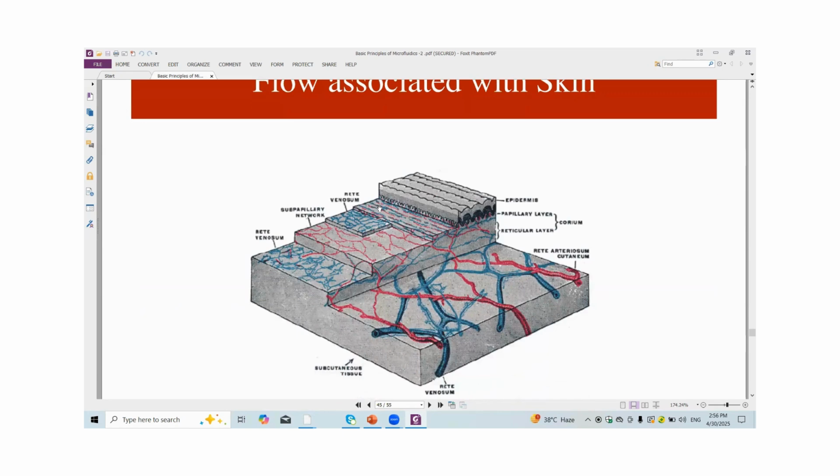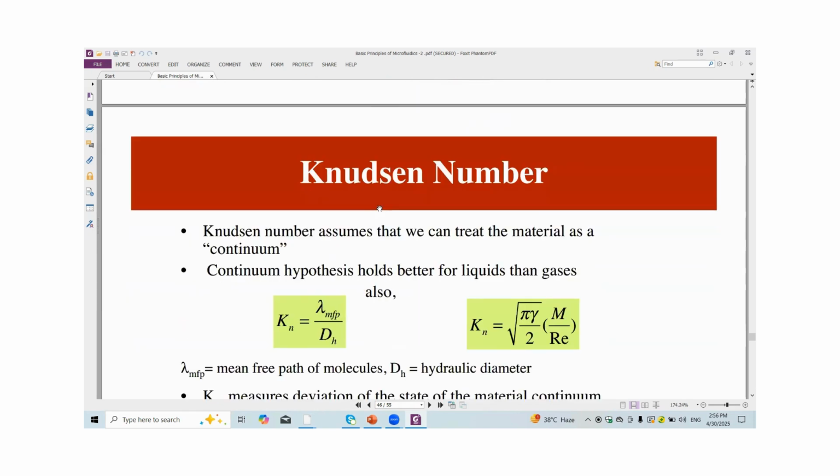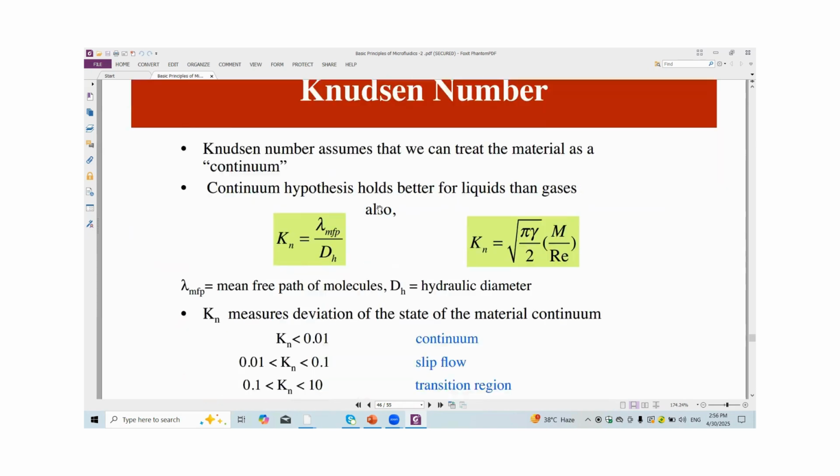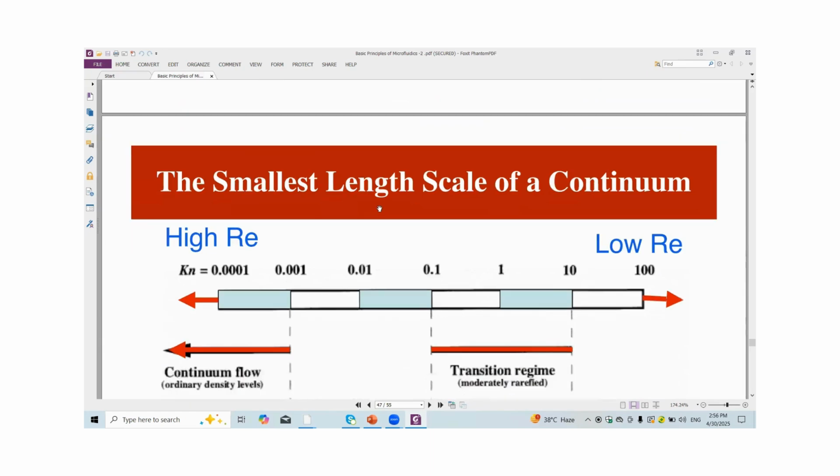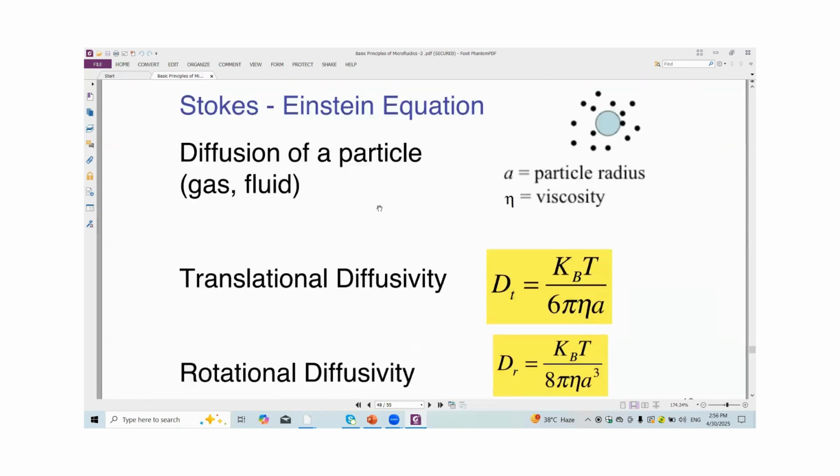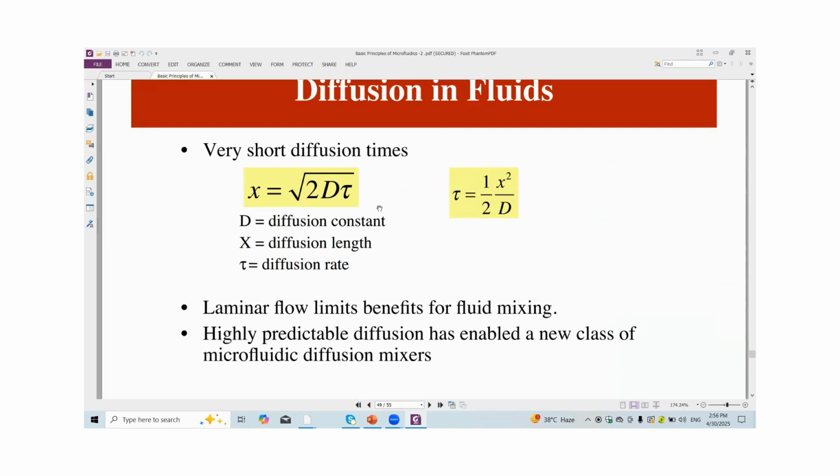Related skill, and there are very small minor veins. You can apply the same concept. As I mentioned, there are some other numbers, just like a constant number and some other things. We will skip that. There is also another important basic principle for microfluidics, that is diffusion in fluids.